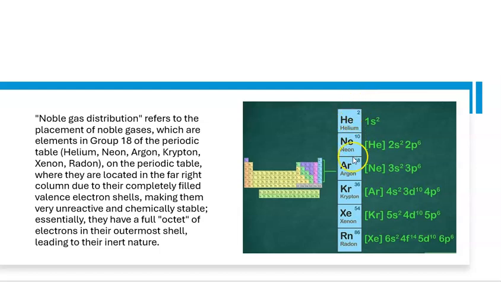Well, the noble gases are very, very important because they have stability. They don't react. They don't need to lose or gain electrons. They are stable because they have 2 electrons for helium and 8 electrons for the rest of the atoms in the outermost shell. That's what we call noble gas configuration, to have 8 electrons in the outermost shell.